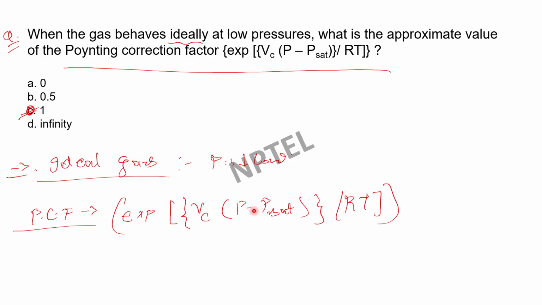If you put the pressure as low here, the exponential of that term will be 1. So the final answer will be 1, because for an ideal gas the pressure is very low as an assumption. So the correct answer is 1. Put the pressure low here and solve this equation, and the Poynting correction factor turns out to be 1.